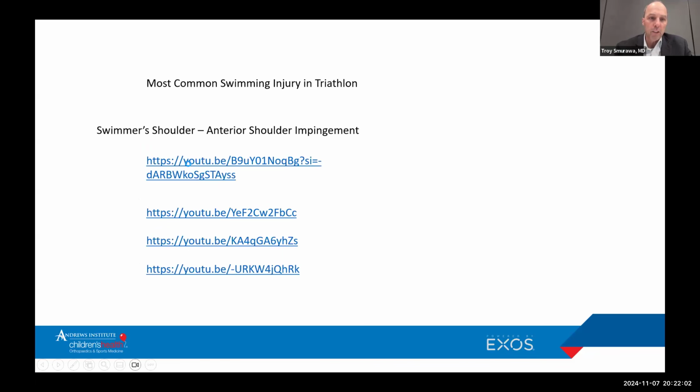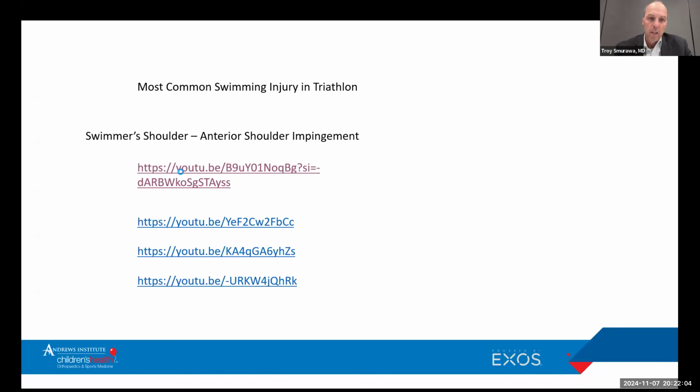Here's just a couple of exercises that hopefully will work here. So for stretching the front, doing a doorway stretch is probably the best thing. You can do this in a doorway. I tell people when you're in the shower, that's the best time to do it. You can do it in the shower in a doorway. So you're basically trying to stretch out those anterior shoulder muscles. So you reach forward and stretch.